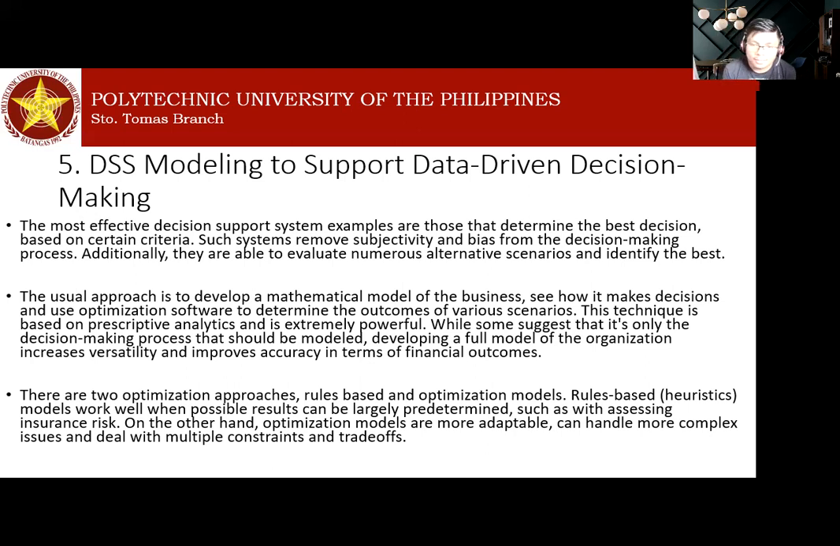While some suggest that it's only the decision-making process that should be modeled, developing a full model of the organization increases versatility and improves accuracy in terms of financial outcomes. So there are two optimization approaches, rules-based and optimization models. When you say rules-based, ito yung model works well when possible results can be largely predetermined, such as with assessing insurance risk.